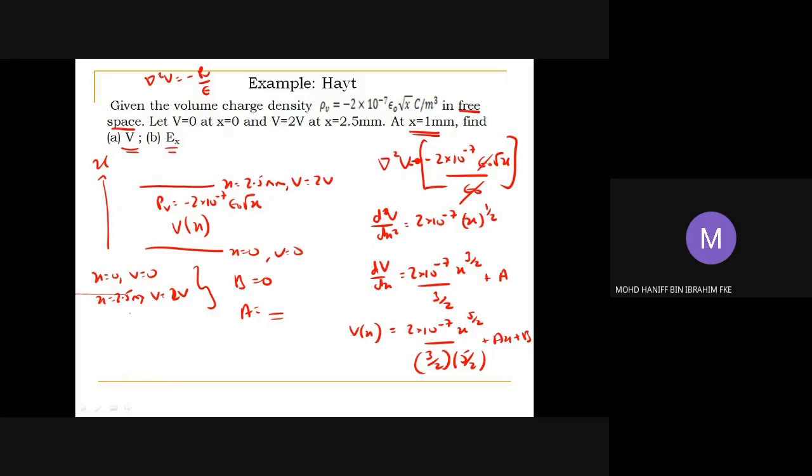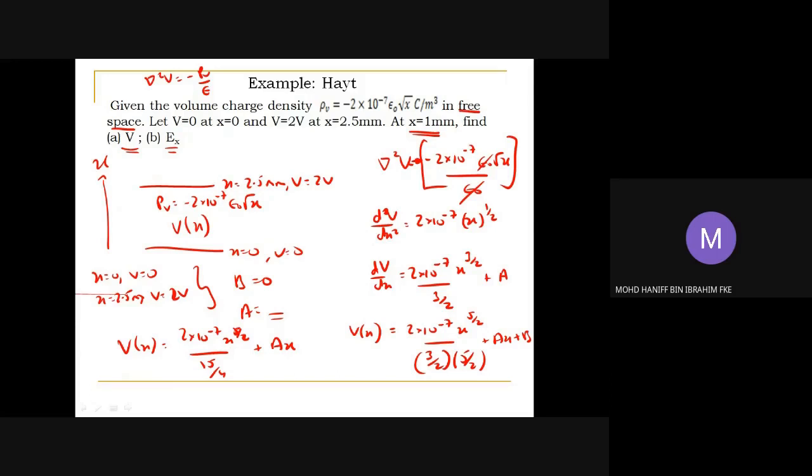You can find V as Vx equals 2 times 10 to the power negative 7 x to the power of 7 over 3, divided by the constant, plus Ax. Please write this on your own and find A on your own. That's how we find the Vx, and to find the Vx at 1 millimeter, just substitute the value of 1 millimeter into the x value.